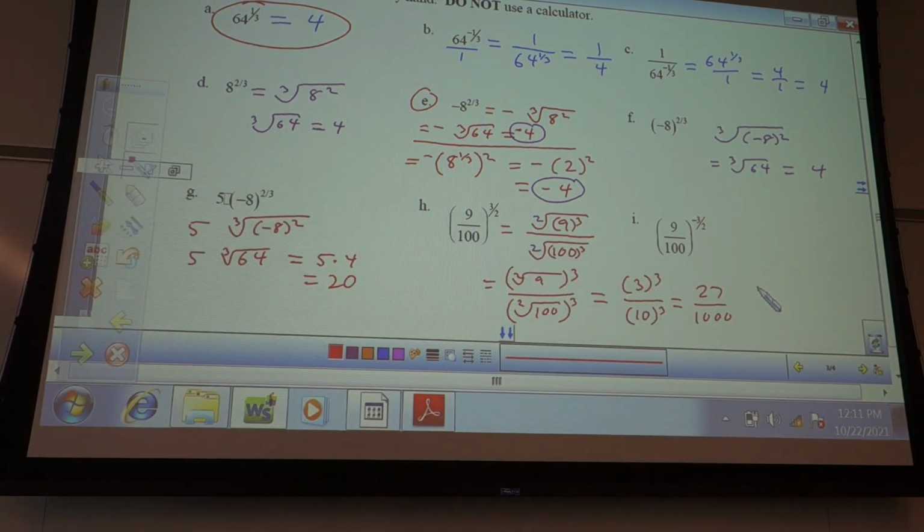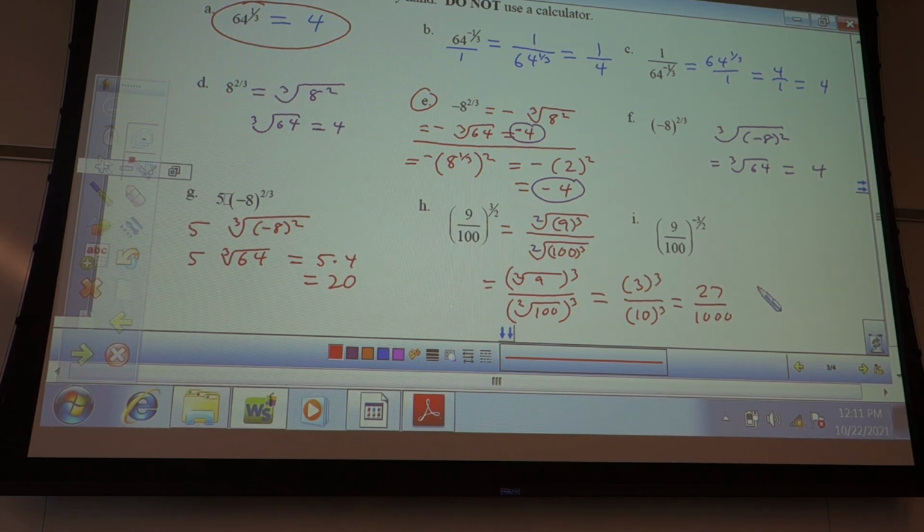Flip it, so what are you flipping? What do you think? Are you flipping the 9 and the 100, are you flipping the 2 and the 3, or are you flipping nothing? The answer was the last one. This one I got 0.27.